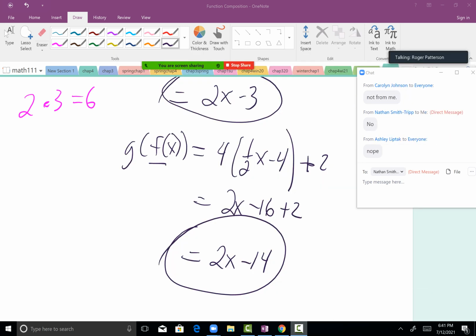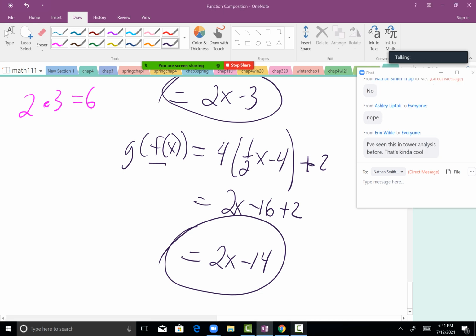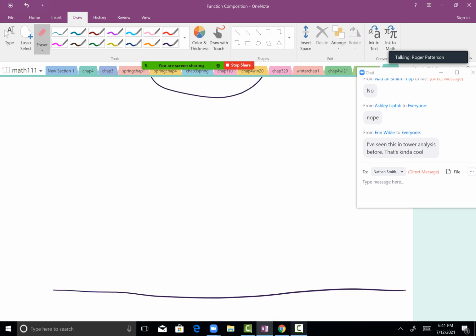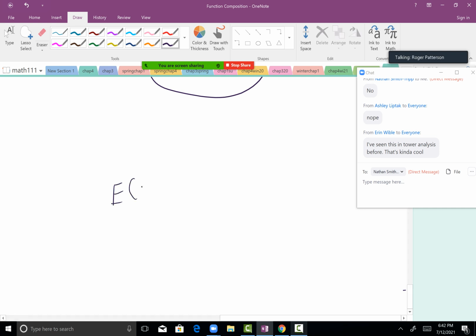So again, don't hesitate. Just ask, ask, ask. The last part of function composition that we want to take a look at is, what about the domains? Are there issues with domains in function composition? And there is. So if we go back to that chicken and egg thing that I started off with, I said E of C was equal to 5.5 C.